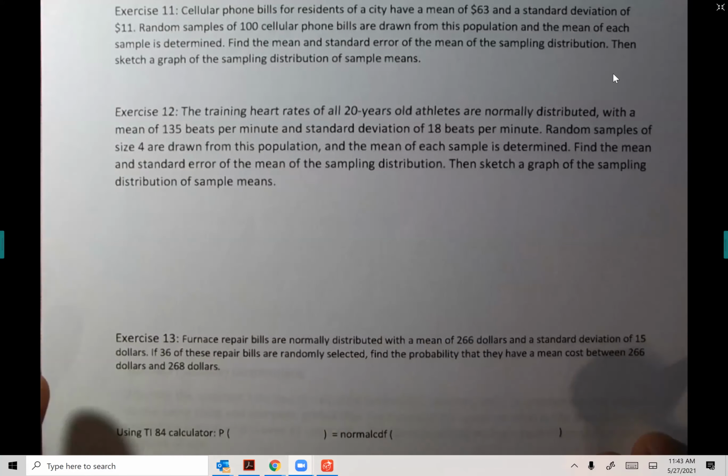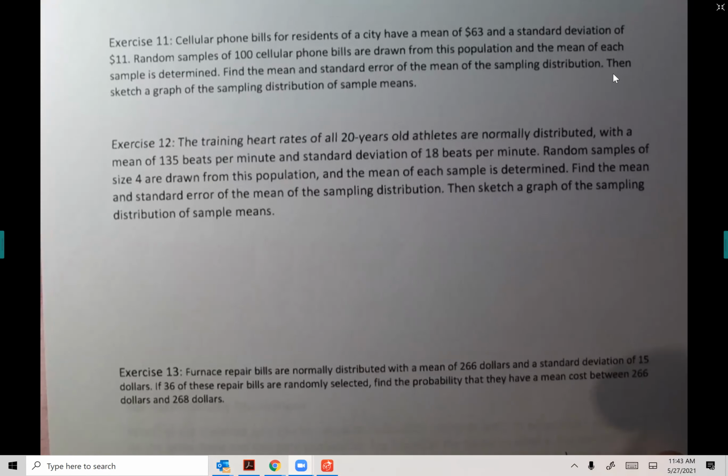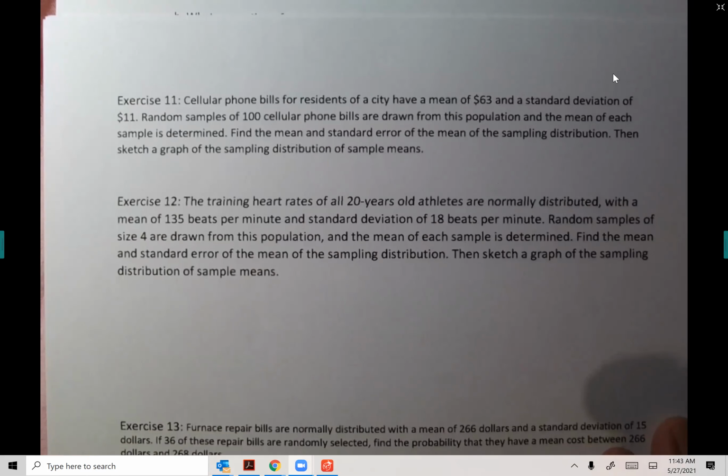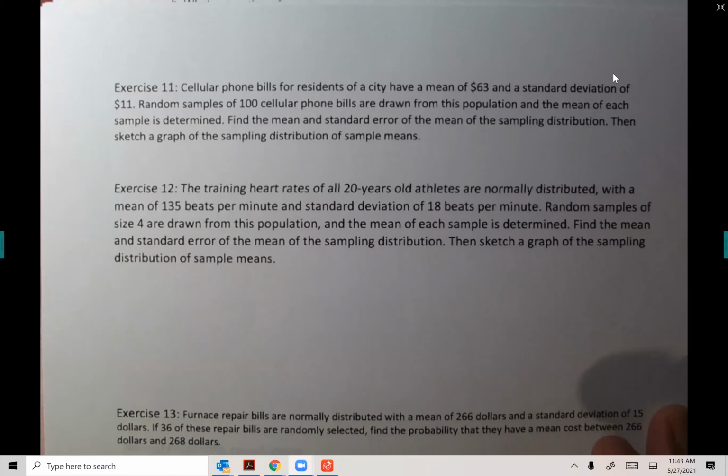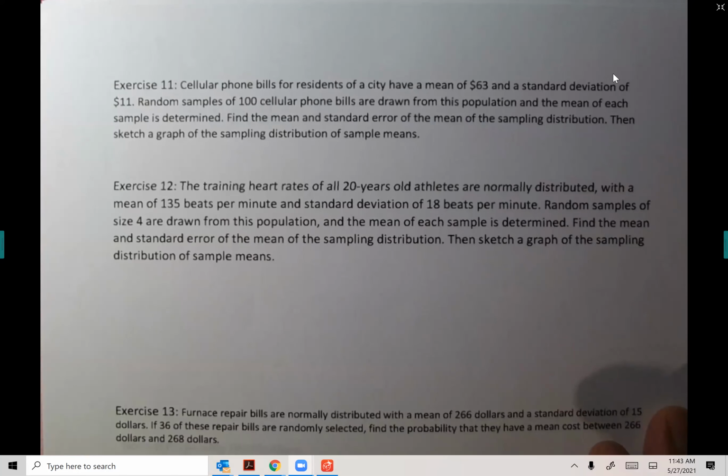Google it, guys, YouTube it. You're going to get millions of hits on that one. So if you'd like to learn more, just go to YouTube and watch some videos on the central limit theorem. But the applet, I think, is a very good way to explain it. So let's see exercises 11 and 12, just to begin with.